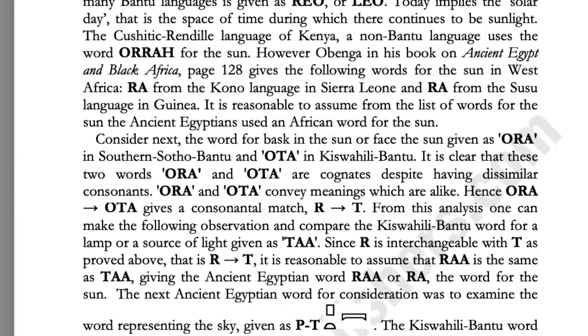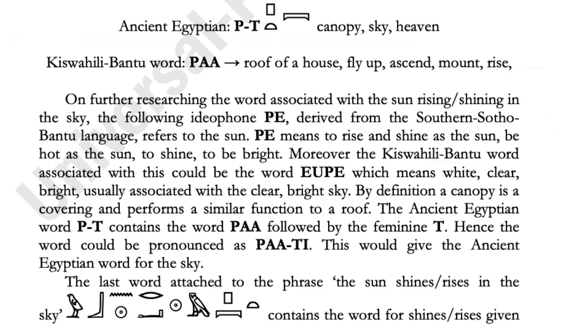It is reasonable, Banabeto, because we are reasoning together, that the words for the sun that the ancient Egyptians used and the Bantu used for the sun are the same. Consider the next word. The word to bask in the sun is ora in Southern Sotho, and ota in Kiswahili Bantu.